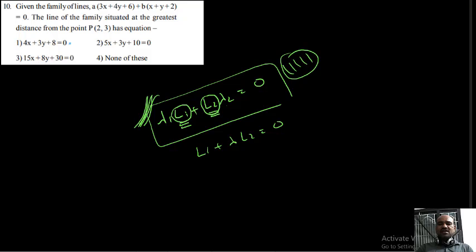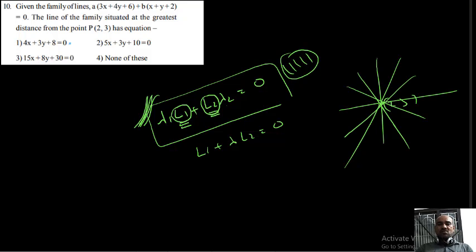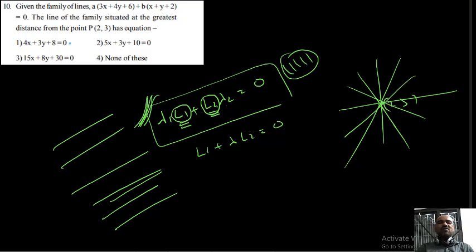If L1 and L2 are intersecting lines, this family gives concurrent lines. If these two lines are parallel, automatically all the lines of the family are also parallel to each other. I will show you, students. For example, L1 and L2 are intersecting lines and the point of intersection is (2, 3). With different values of lambda 1 and lambda 2, you get infinitely many lines, all will pass through (2, 3) only. If L1 and L2 are parallel, with different values of lambda 1 and lambda 2, you get infinitely many parallel lines, a family of parallel lines.